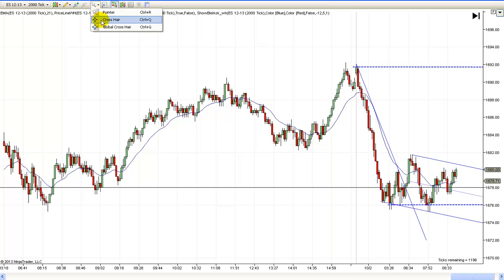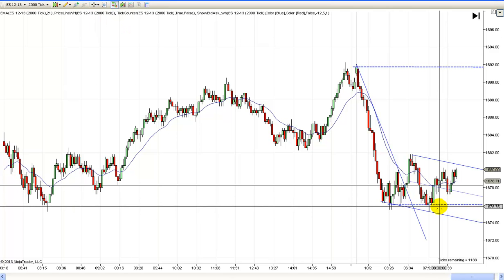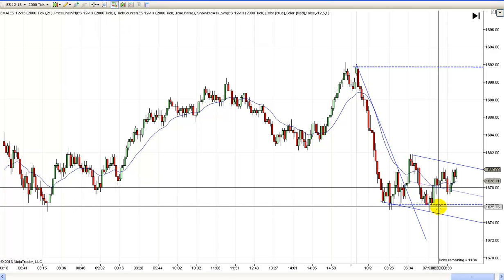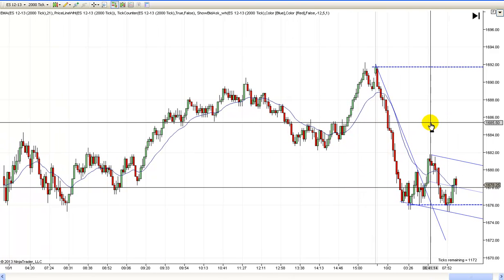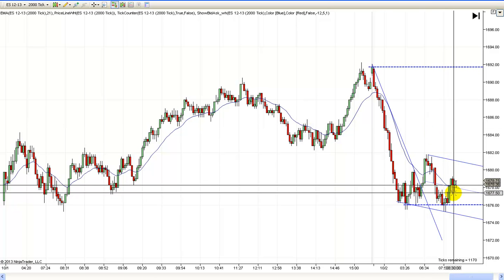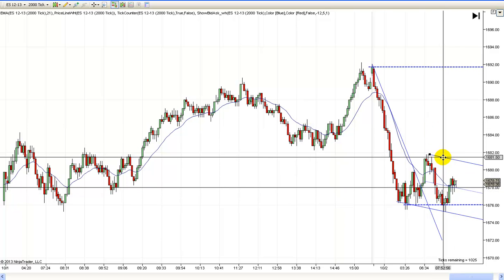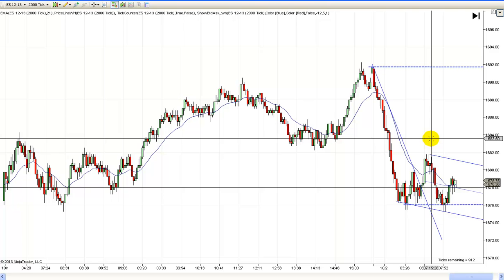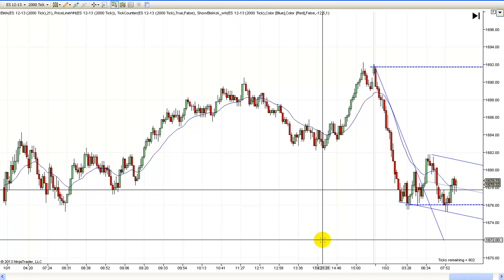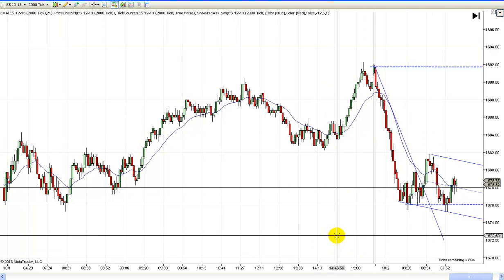Let me show you where the 8:30 is. Let's find the exact bar. It's right in here somewhere. Yep, there's the bar where the market opened. So let's move. Was that it right there? Yep. So when the market opened, that's all we could see right there.